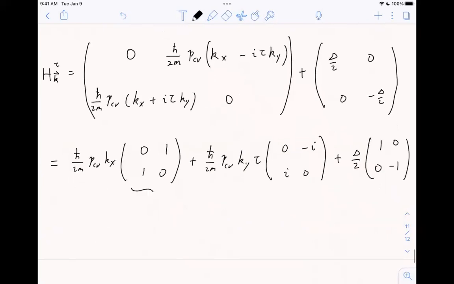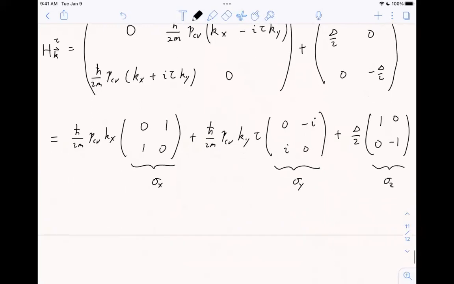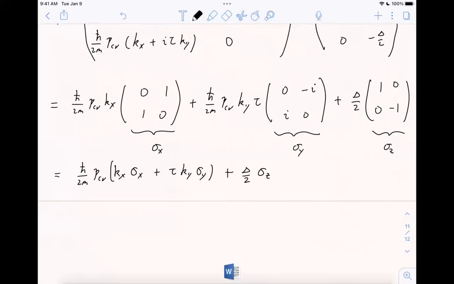Okay, so what is this? This is just sigma X. This is just sigma Y. Sigma Z. So these are the Pauli matrices. So you can group them together. PCV, you have KX sigma X plus tau KY sigma Y. Okay, so this is the Dirac equation.